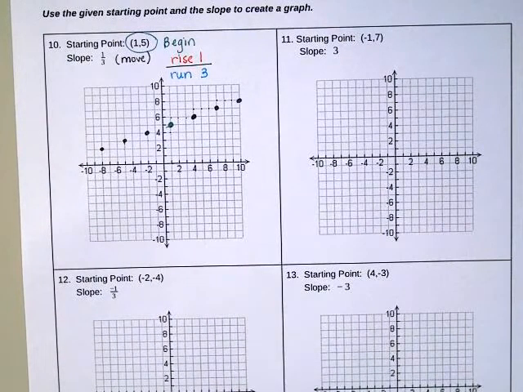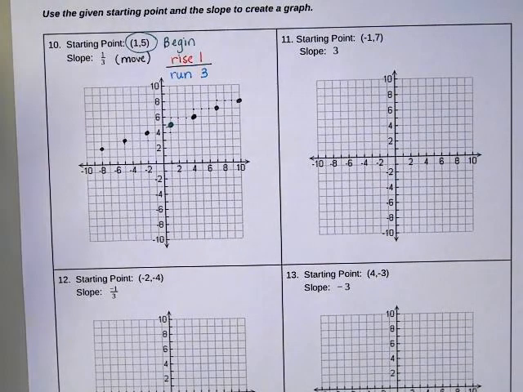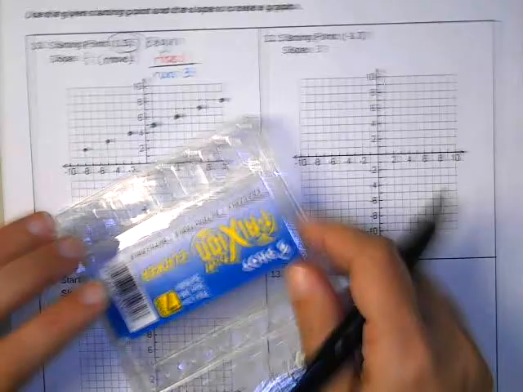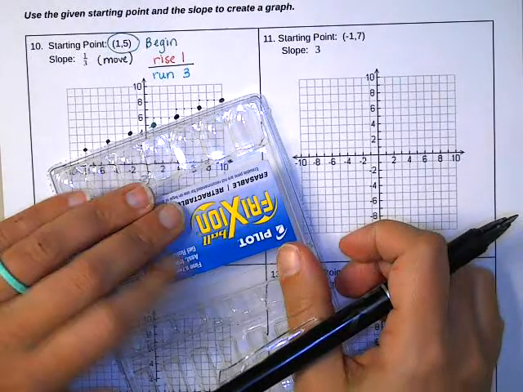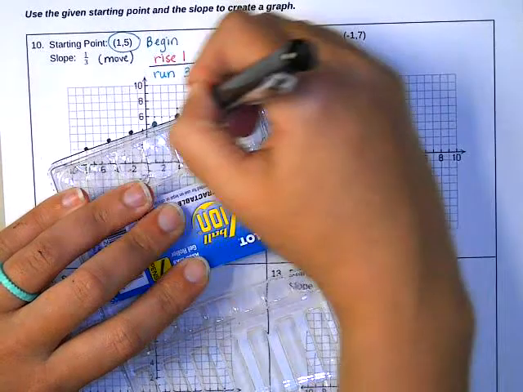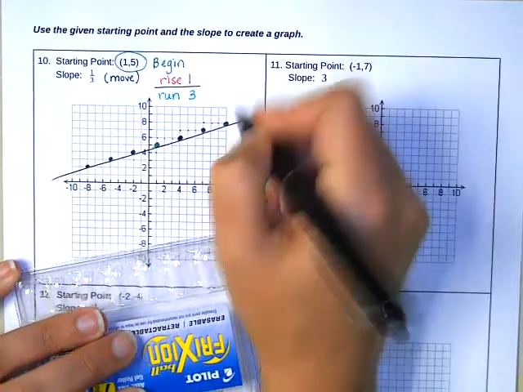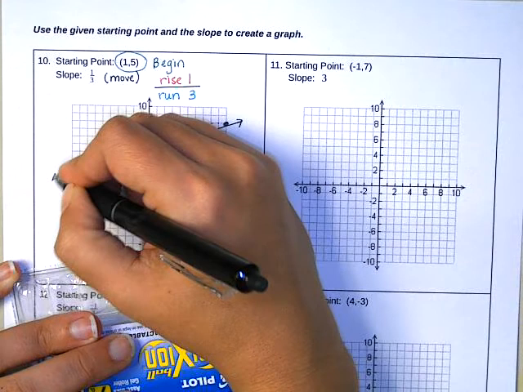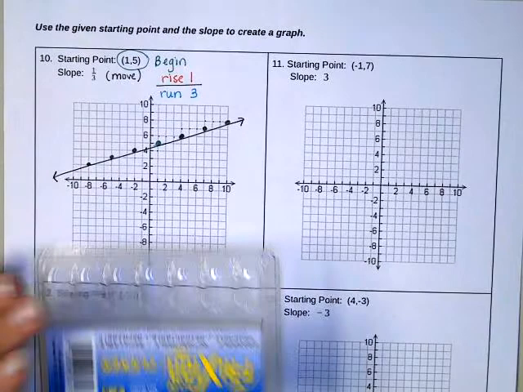As you can see, all the points here line up in a nice straight line, which they should, because all of my points are using the same slope, the same movement. So if I wanted to, using a straight edge, I could connect the dots to make a nice straight line on my graph and get a linear function.